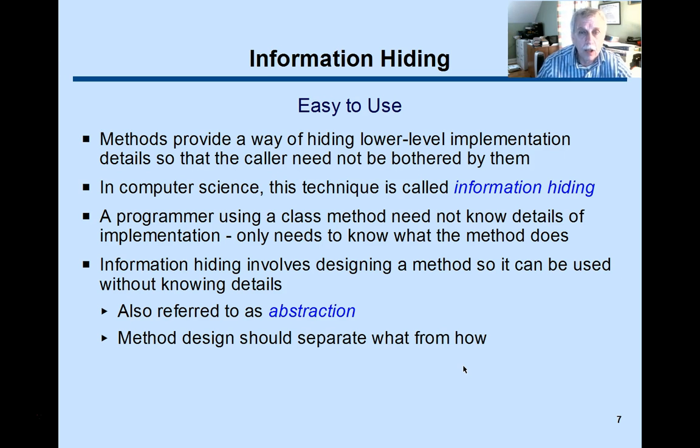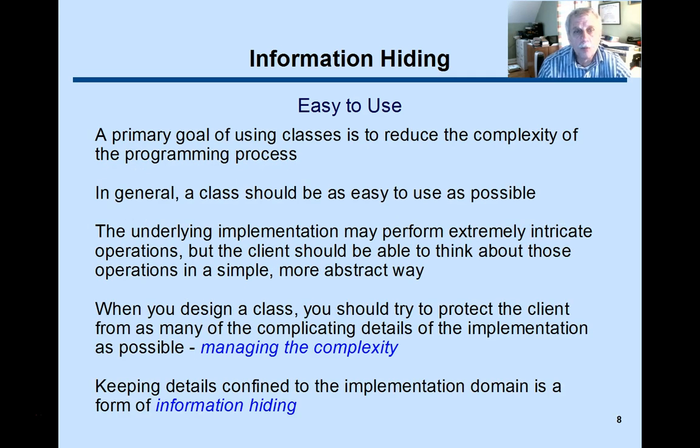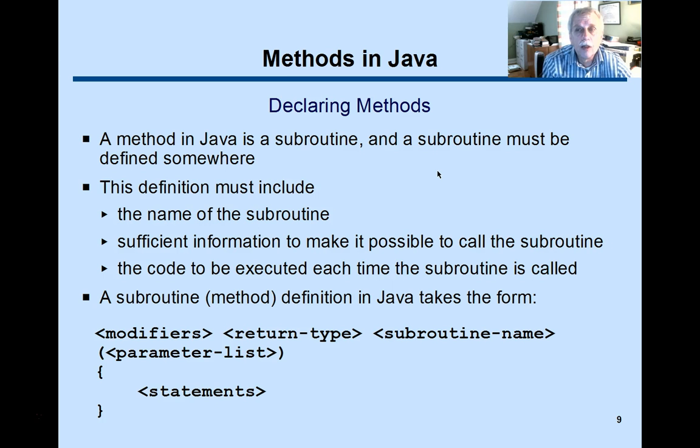We simply need to know that this is going to display something on the console. We don't need to know how that's accomplished. So a primary goal in using classes is to manage or reduce the complexity of whatever that task is. So we simplify it for those people using the code that we write. It doesn't eliminate the difficulty or the challenge of us writing the code, but it simplifies the use of that code for others.